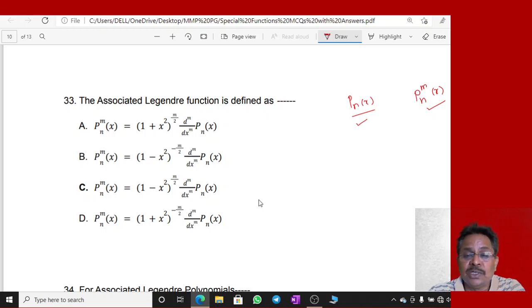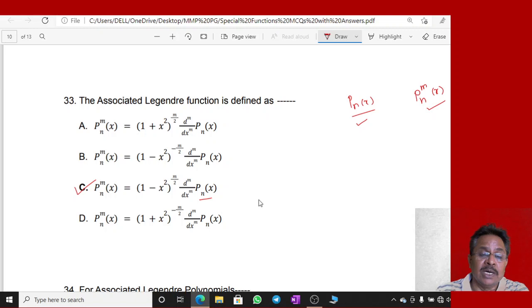Now to get this associated Legendre polynomial from the normal polynomial, we have to use the expression given here. Out of a, b, c and d, the correct option is c, which is given by Pnm(x) = (1 − x²)^(m/2) d^m/dx^m Pn(x). So this is your normal or ordinary Legendre polynomial. It is differentiated, the mth derivative is taken along with this factor (1 − x²)^(m/2). Whenever this calculation is done, what we get is called the associated Legendre polynomial.